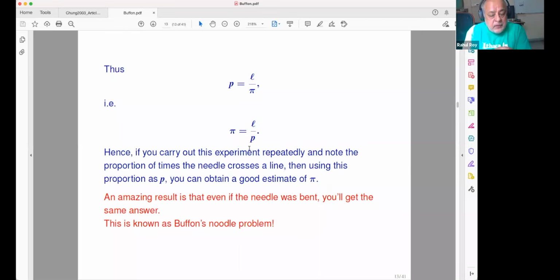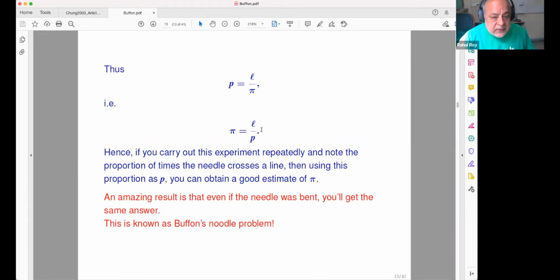So now we can turn this into a question of statistics. In other words, if I drop this needle repeatedly and find out, we can estimate pi. We can estimate P, which is the probability. If we drop it repeatedly, we look at how often it crosses the line and how often it doesn't. So if we drop the needle 100 times and we see that only 30 times it crosses the line, then the probability is 30 over 100, which is 0.3.